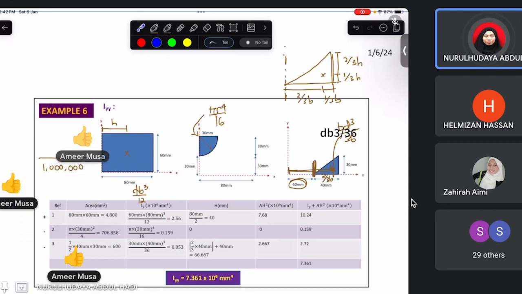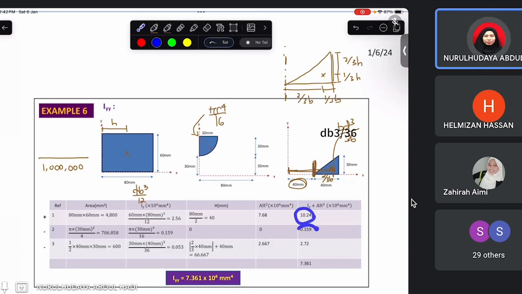Lepas tu you boleh kira the total IY plus AH square dia 10.24 minus 0.159 minus 2.72 equal to 7.361 times 10 power of 6. So kalau you nak finish, maksudnya nak bagi jawapan, jangan tinggalkan times 10 power of 6 tu. Sebab ini dia memang dalam bacaan ini. Kalau you tulis ini je, kecilnya. Okay, so salah ni.